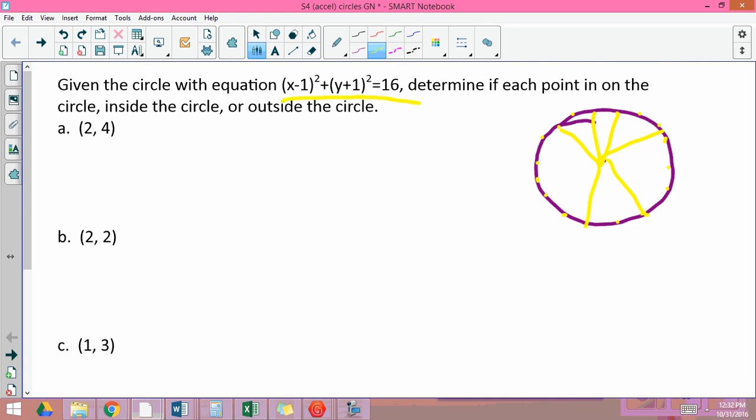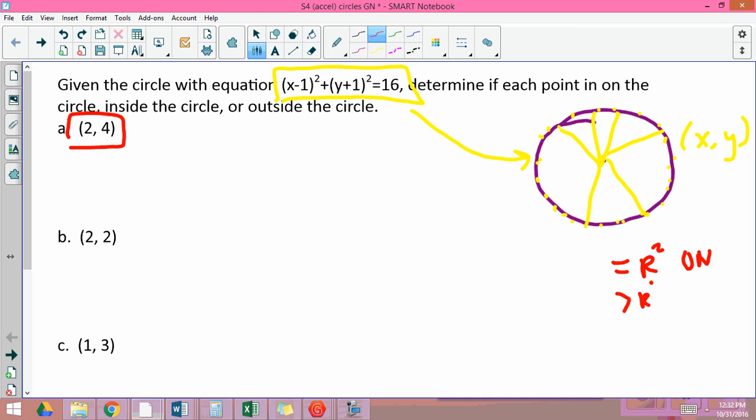Now, an equation is really the recipe, the directions for finding every single one of the infinite set of xy's that are on this circle. So if we are going to test a point, if the sum ends up being equal to the radius squared, we know that it is on the circle. If the sum is greater than the radius squared, it's going to end up somewhere outside of the circle. And if the sum is less than the radius squared, it's going to end up somewhere inside the circle.